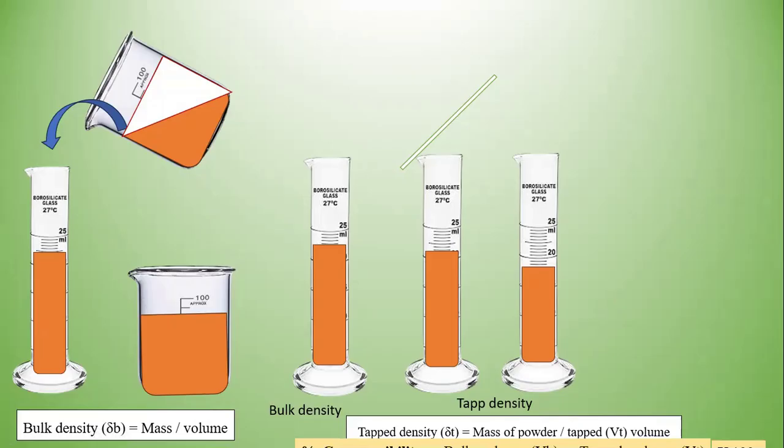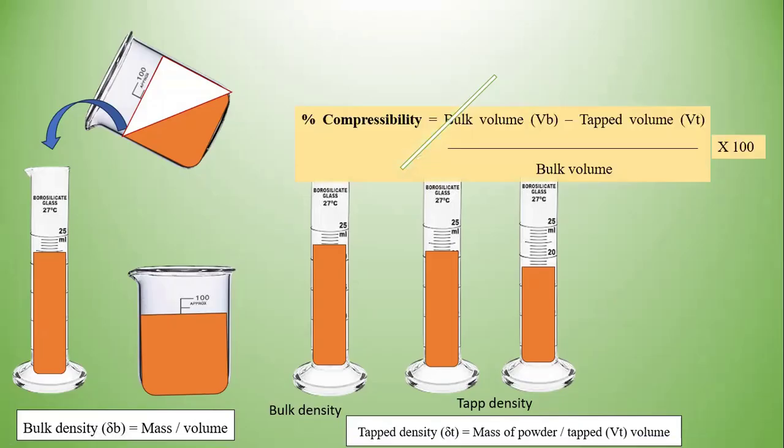Now the next one is the percentage of compressibility. Here, bulk volume minus tap volume divided by bulk volume, that we are going to determine, multiplied by 100. So that value is the percentage compressibility. Why are we going to calculate this percentage compressibility? Because of this information you know how many containers are required.